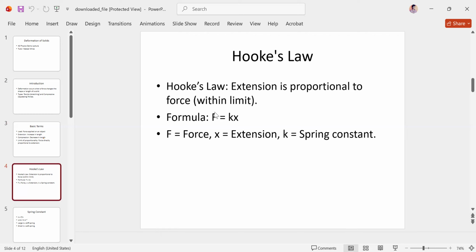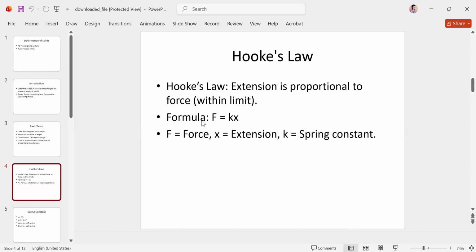The scientist Hooke tells us about the body's displacement, position, proportional, and force. The body changes its shape according to the applied force. For a simple example, when we apply a normal or small force, the body changes its shape very little. If we apply a large force, the body's shape will change a lot.